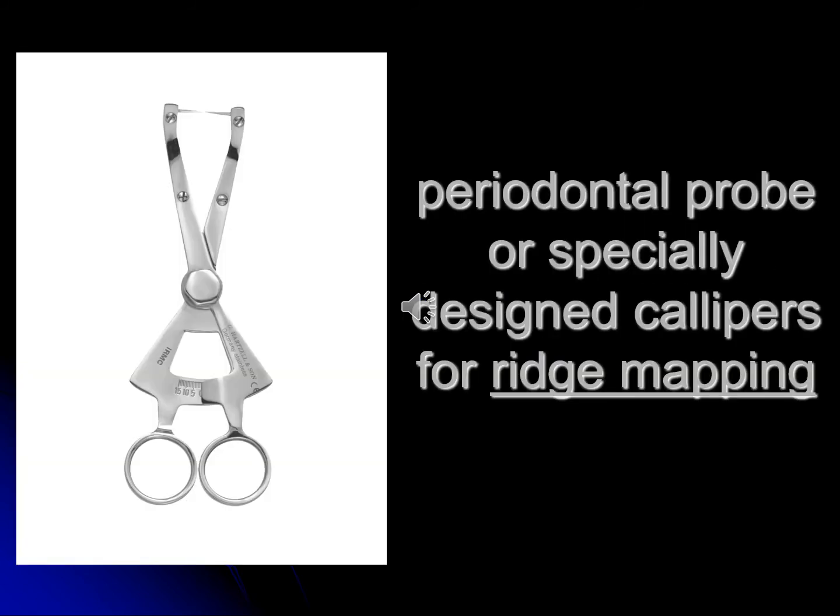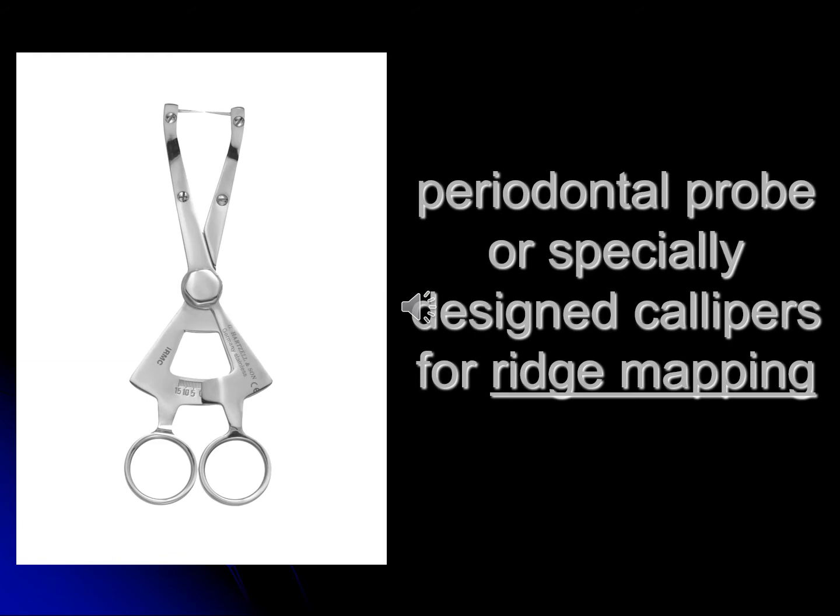Ridge mapping means evaluating the exact dimension of the bone and the soft tissue. For ridge mapping, we can use a periodontal probe or a specially designed caliper. The instrument you see in the picture is the caliper. It's a special instrument to evaluate the buccolingual dimension of the ridge.